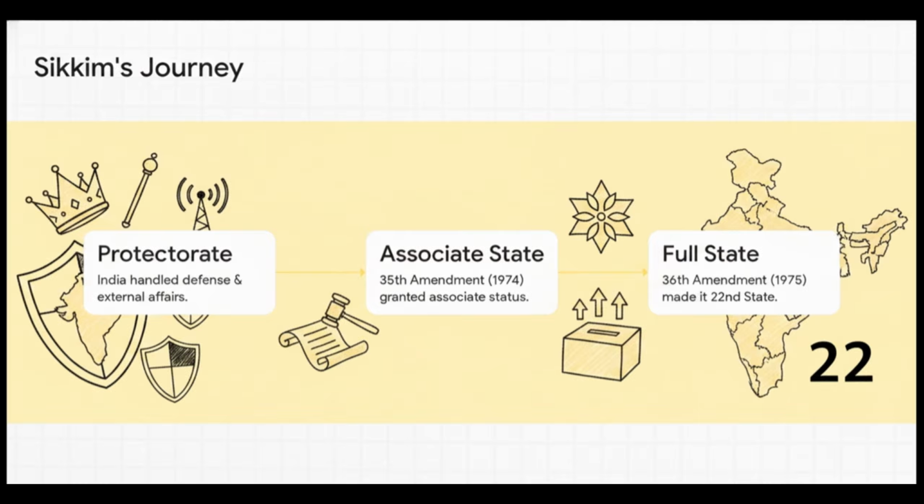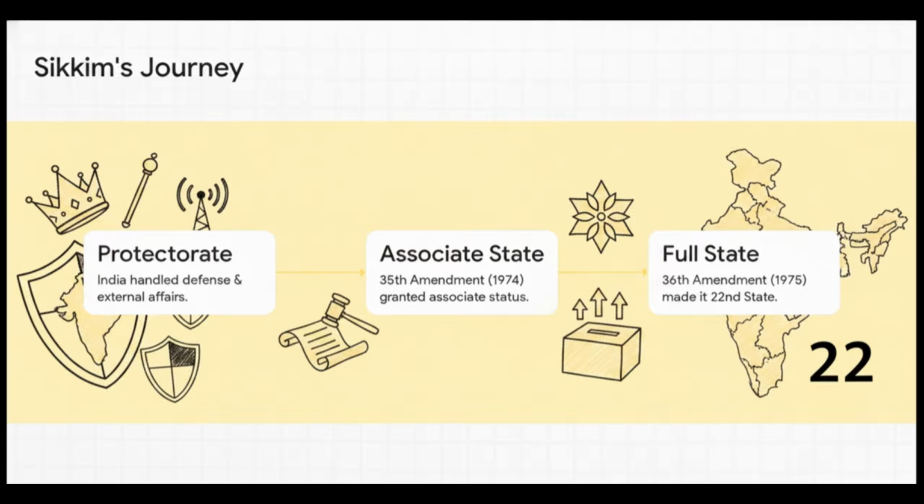Until 1947, Sikkim was a princely state ruled by the Chogyal. When the British left, it became a protectorate, which basically meant India handled its defense, external affairs, and communications. Then, in 1974, Sikkim wanted a closer association, so Parliament passed the 35th Amendment, giving Sikkim the completely unique status of an associate state by inserting a brand new Article 2A.